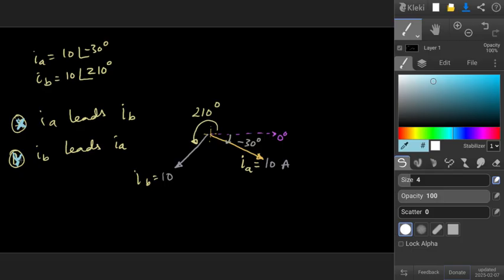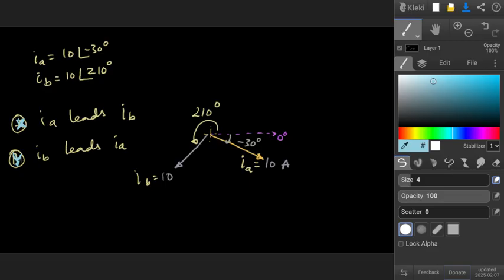How many of you think the answer is X? What about the answer being Y, IB leading IA? Okay, so there are people who raised hands for both. There are other people who did not raise hands for either choice, but they are taking time to think about it.